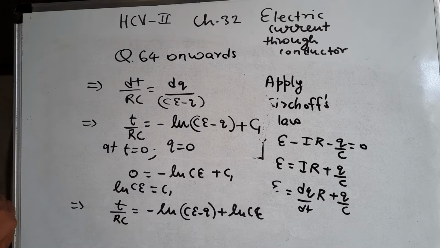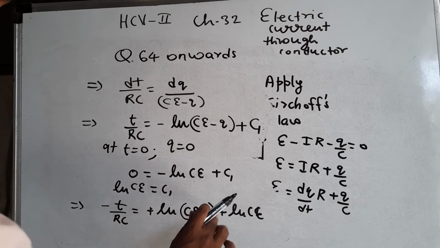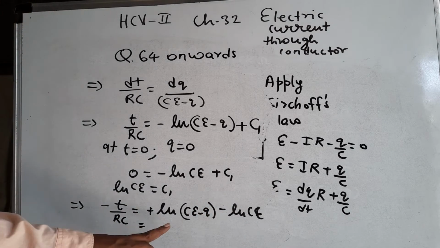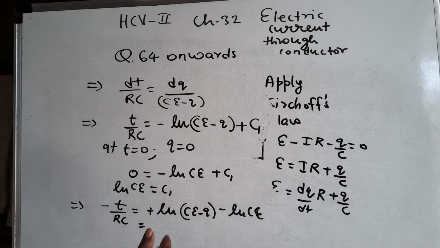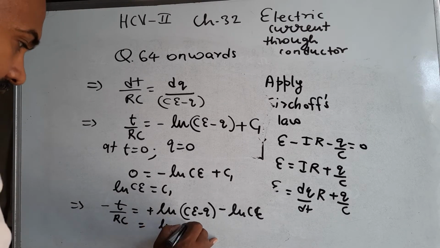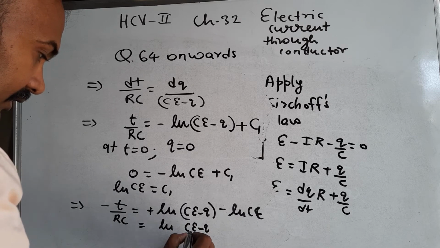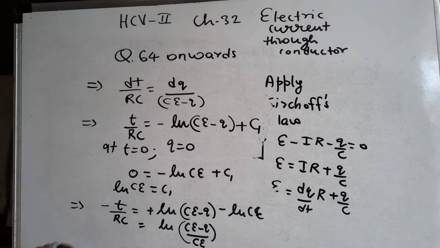and let's multiply minus both sides. So if I multiply minus both sides, I get this minus, I get this plus, I get this minus. And all of you should know that log x minus log y is log x upon y. So you get ln Ce minus Q divided by Ce. And here on the left hand side we are getting minus t by RC.